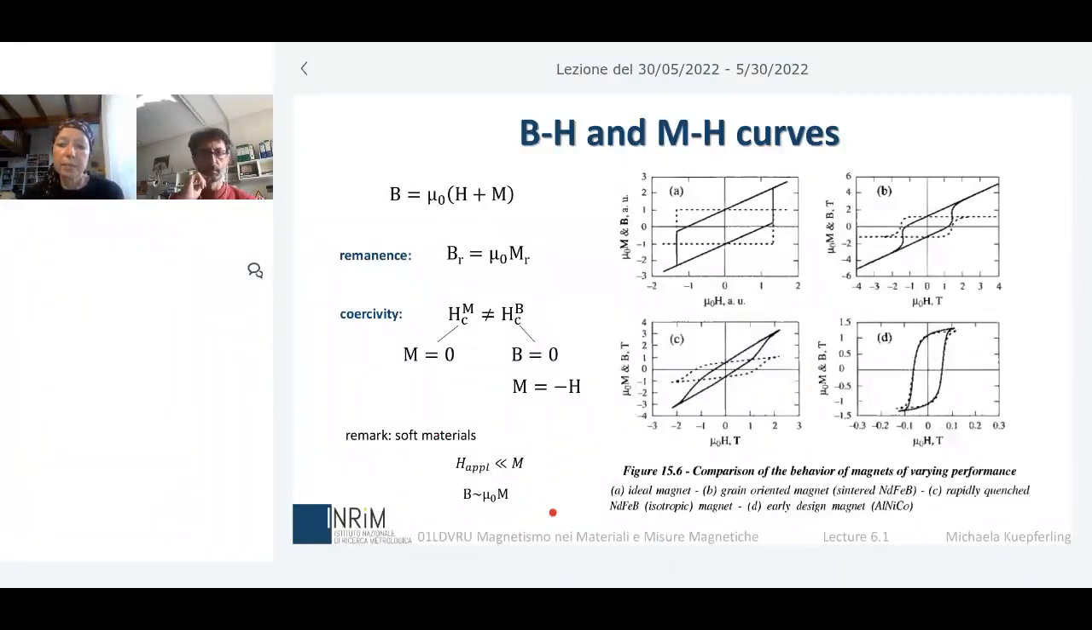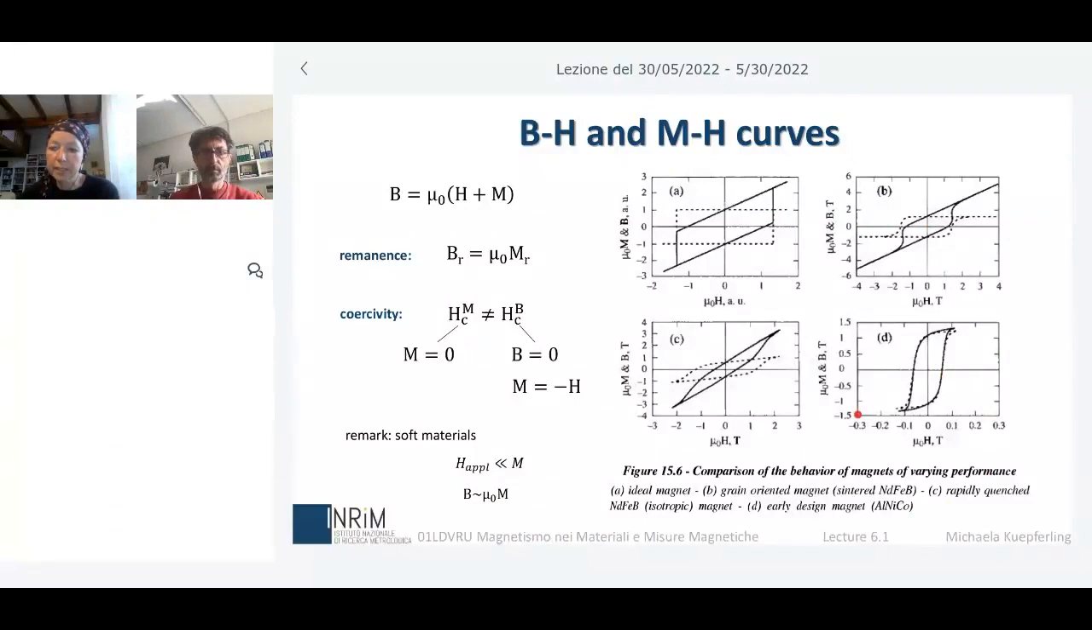As you can see, here's a remark I just put. We did not speak about all these pH and MH curves in the soft magnetic materials lecture, because there it does almost not matter. As I told you, the applied field that we use for soft magnetic materials in order to reach saturation is very, very small with respect to M. And so in this case, we have practically that the magnetic induction is almost equal to the magnetization.